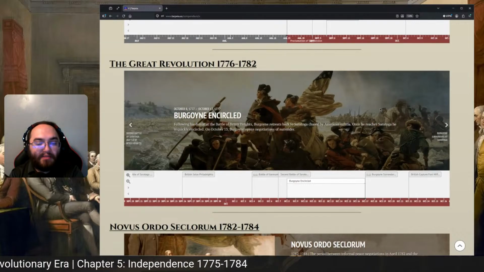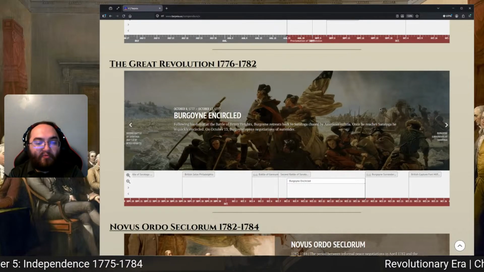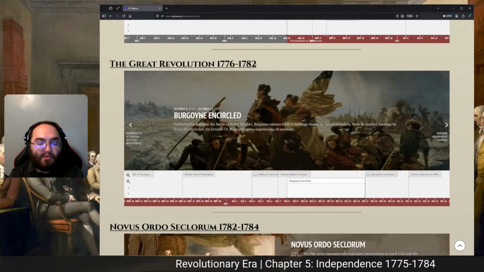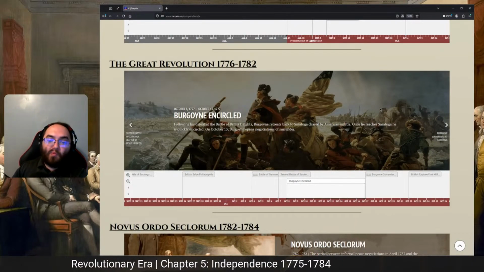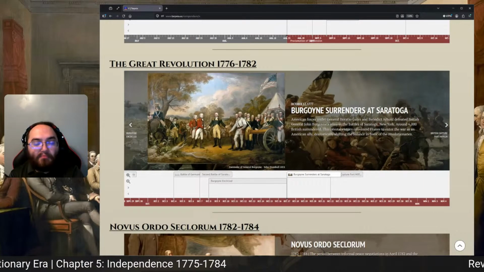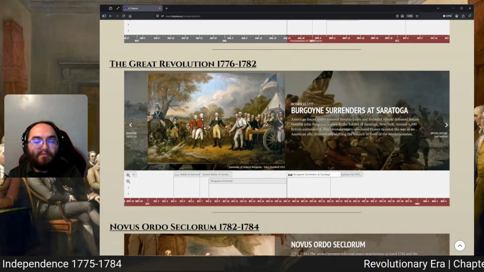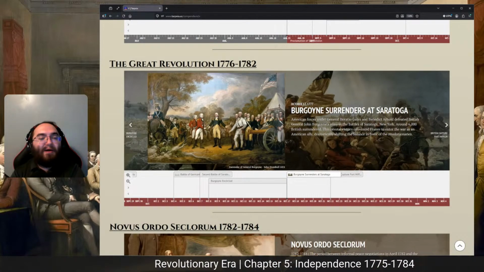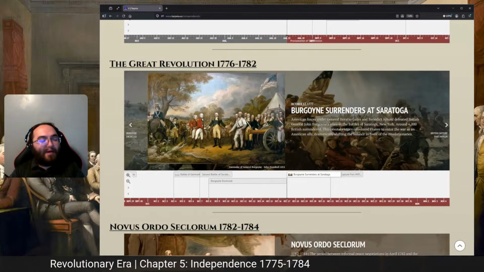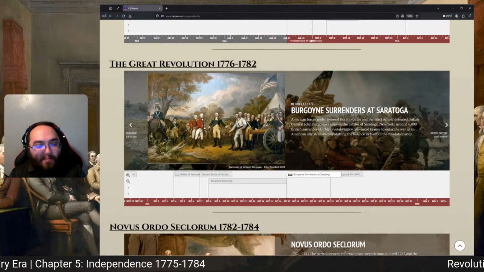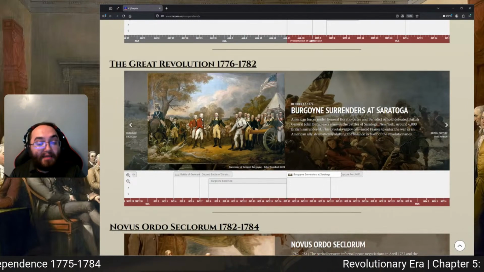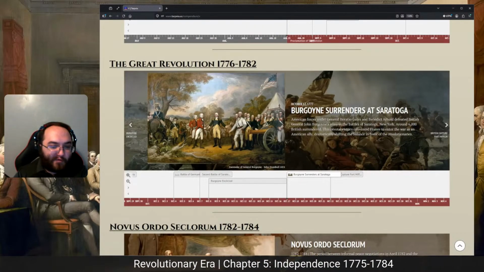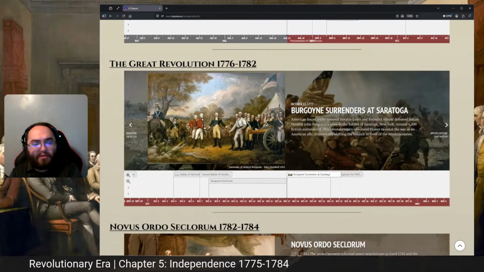And so Burgoyne is encircled. Following the Battle of Bemis Heights, Burgoyne is at Saratoga, where he's surrounded, and then about a week later, on October 17th, 1777, Burgoyne surrenders at Saratoga. And this is like the most important battle of the war, because this battle is what convinced the French to get involved and support the Americans.